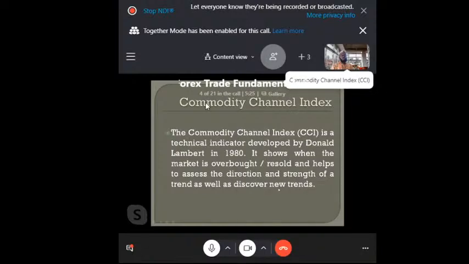The Commodity Channel Index is a technical indicator developed by Donald Lambert in 1980. It shows when the market is overbought or oversold, and helps to assess the direction and strength of a trend as well as discover new trends.